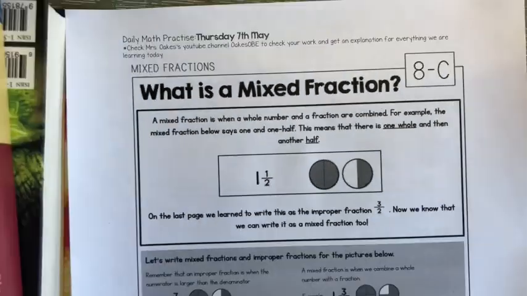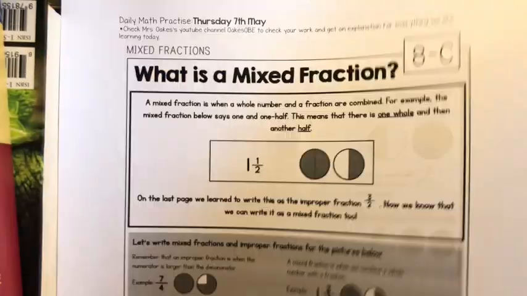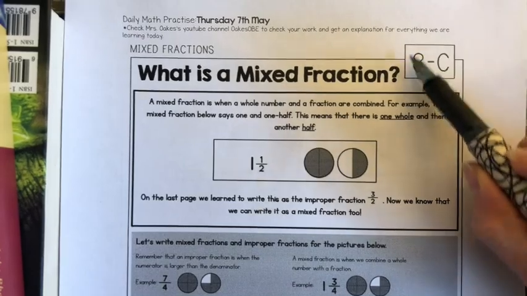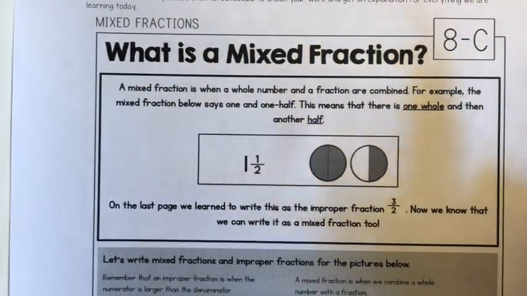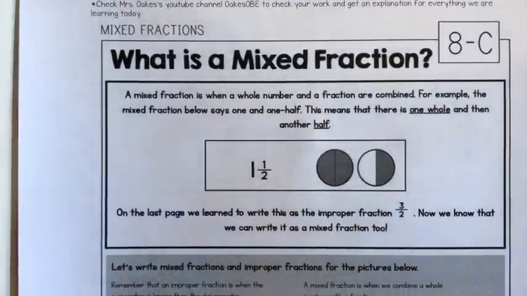So today we are working on mixed fractions. Now, I'm not sure which side came first in your booklet. I'm going to go with 8C first. So if you find 8C, that's where I'm starting. And then the other side of this page that I printed is 8D. I'm assuming 8C is where we're at, so I'm going to go with that.